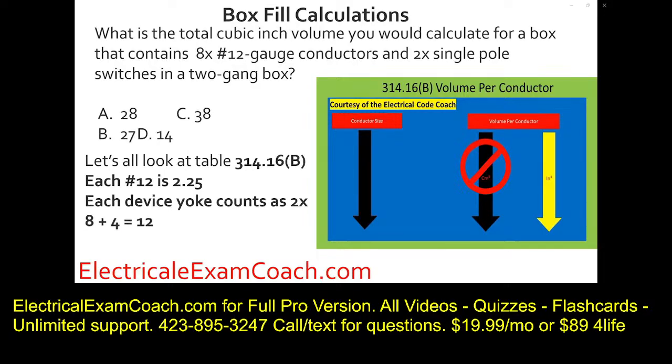We know we have 8 original conductors, and we only have 1 size wire, so we know it's going to get grouped with the 12s. And each one of those devices counts as 2, so we end up with 4 more number 12s, which gives us 12 12-gauge conductors. Now we do our math, we end up with 27 cubic inches, and we select B.